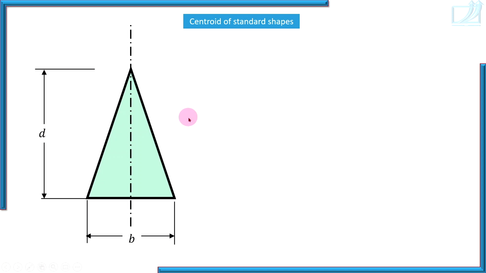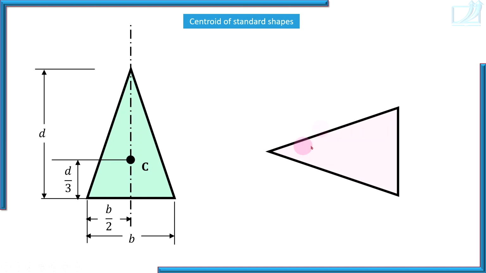Now the centroid of an isosceles triangle lies on its axis of symmetry. The axis of symmetry of an isosceles triangle is the perpendicular bisector of its base, and that is why this distance is b by 2. On the axis of symmetry, the centroid lies at a distance 1/3 of its height. Properly remember the position. The centroid of an isosceles triangle lies on its axis of symmetry at a distance 1/3 of the height from its base.